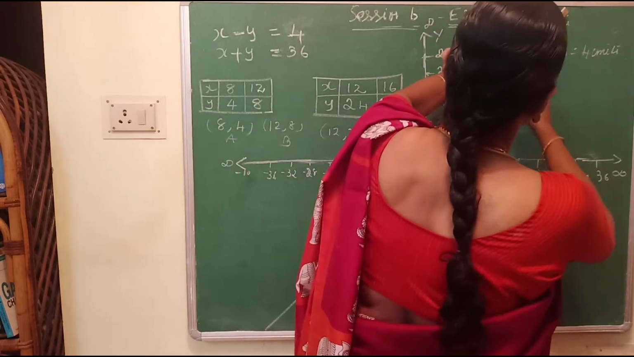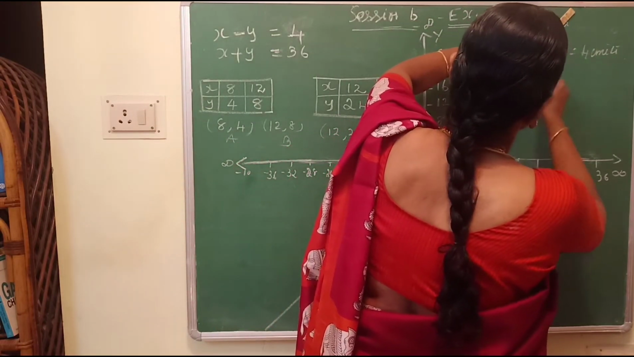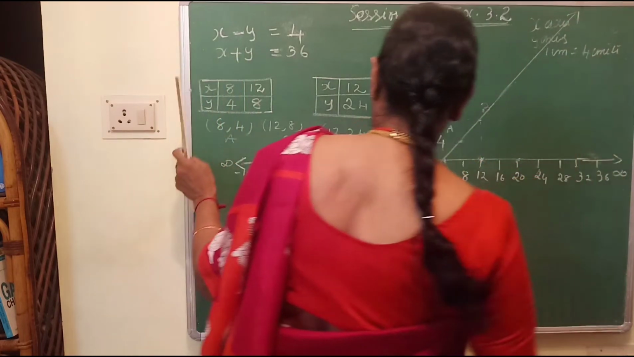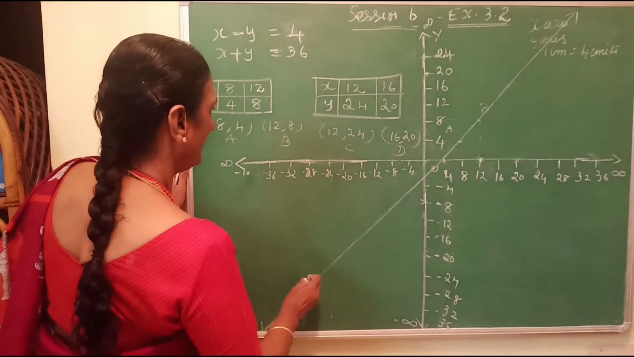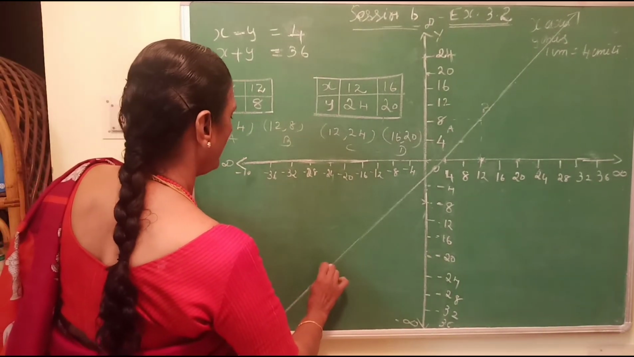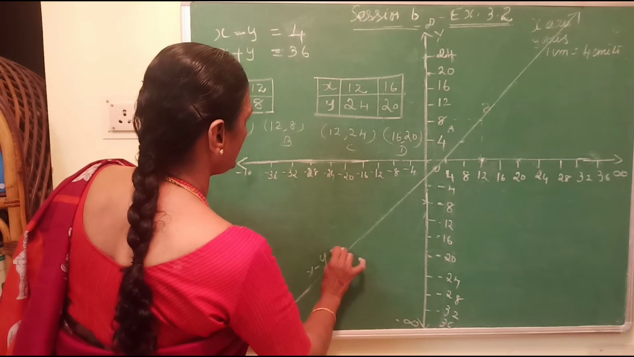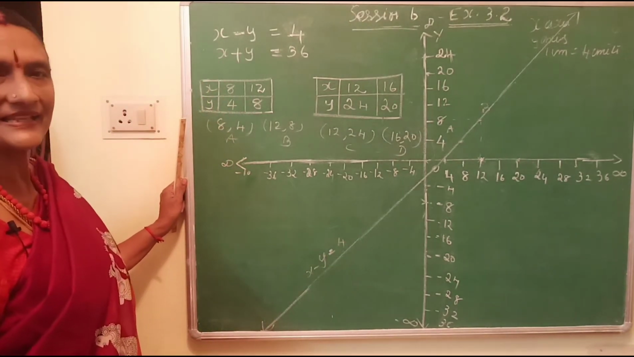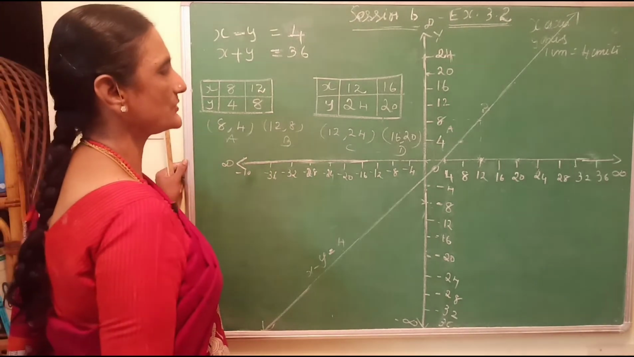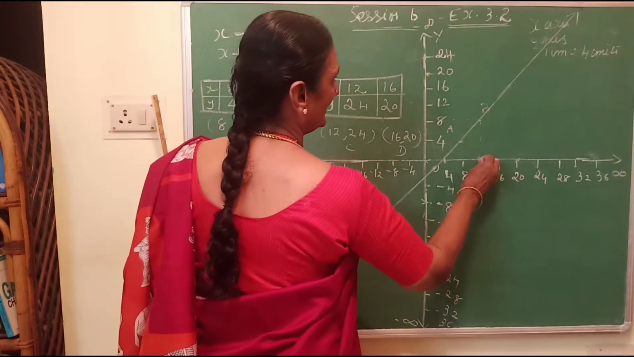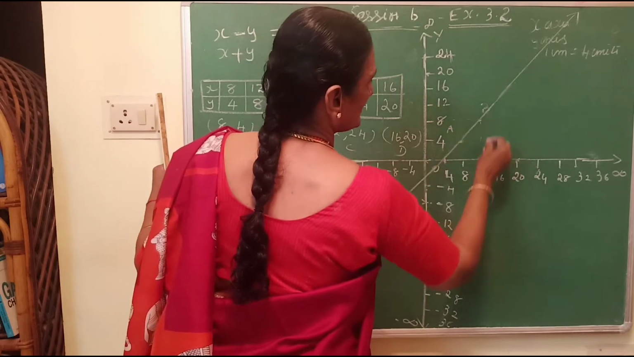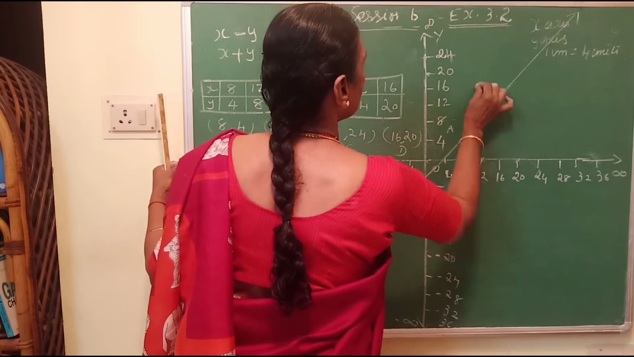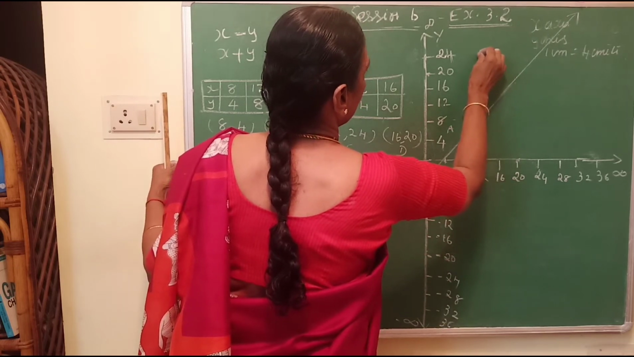So I am going to extend it here also, this side also. What I have always told you, you have to write the equation. Equation is x minus y is equal to 4. It is drawn. Okay, now coming back to the second equation. 12 and 24. So 12 is here, 24 is here. So I am just extending this line which is already existing.